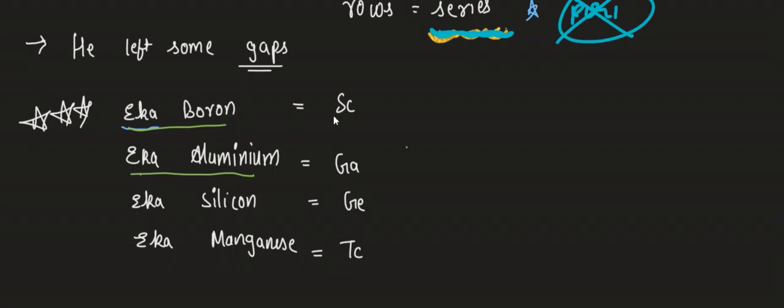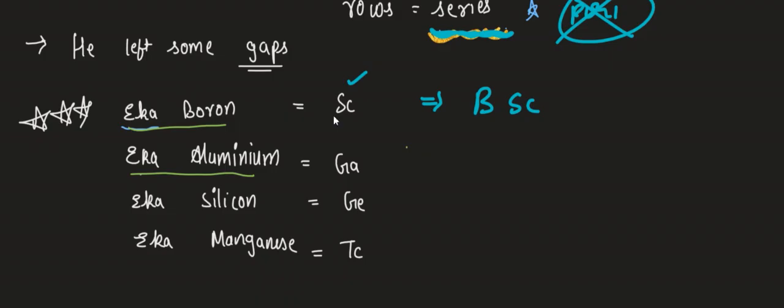Based on this, after some discoveries, what happened? Whatever gap was there after boron, that gap was filled with which element? Scandium. Eka aluminium is gallium, Eka silicon is germanium, Eka manganese is technetium. Just try to remember how to remember this example.